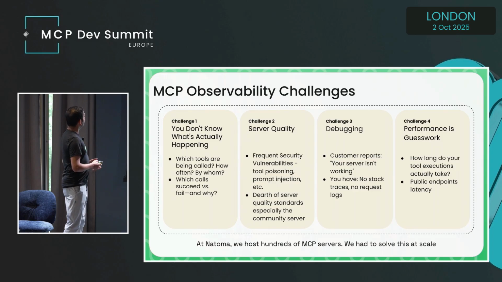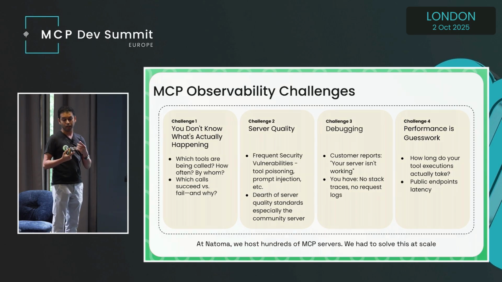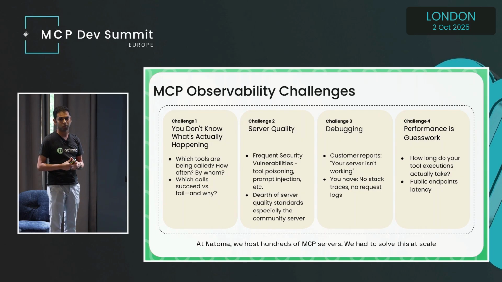Moving forward, this is the crux of the talk in general. These have been some major challenges that we have been seeing. Challenge one: you don't know what's going on in reality in between client-server communication, especially for us, where we are hosting our own registry. The server categories are of three types within our registry.